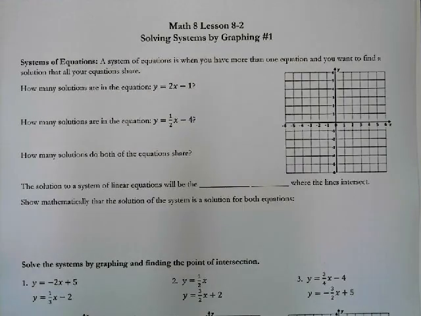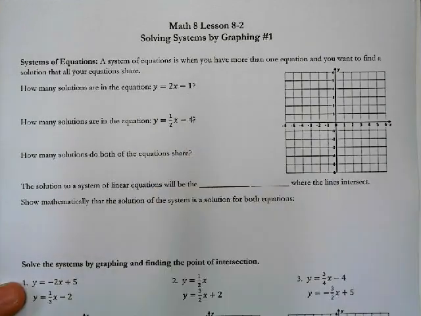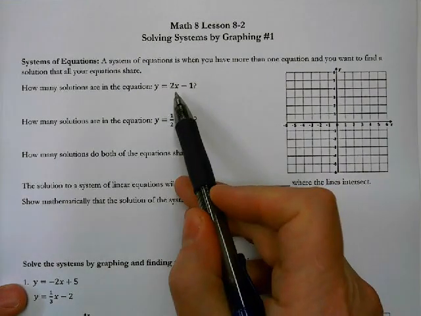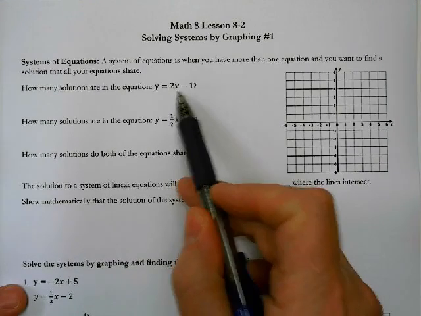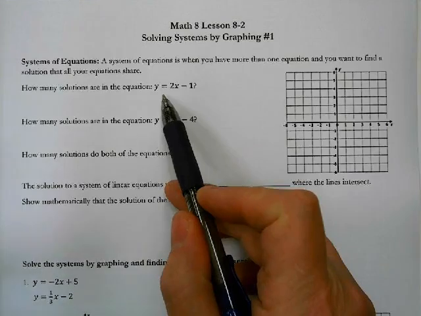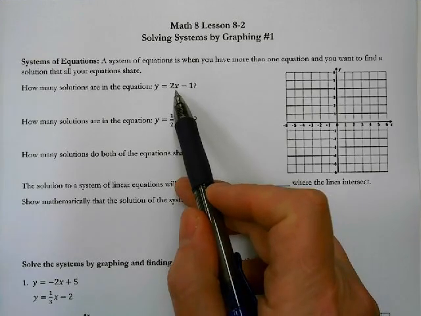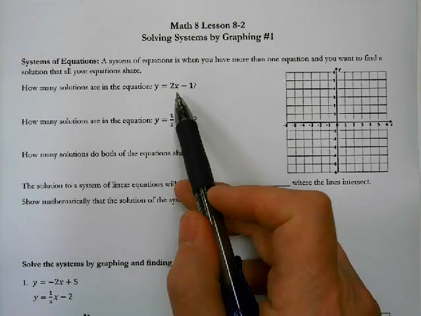So let's look at a couple things here. We've got the equation y equals 2x minus 1. How many answers does that one have? Well, you can put in a number for x, like 1. 2 times 1 is 2. 2 minus 1 is 1. And there's an answer. I plugged in 1, I got 1. I could plug in 0. 2 times 0 is 0. 0 minus 1 is negative 1. I got a second answer.